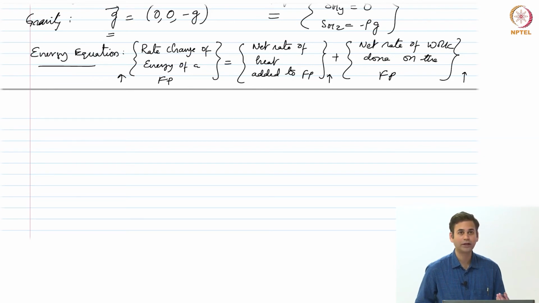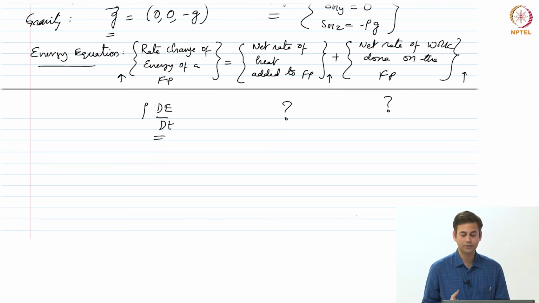Now, of course, we have already derived the left hand side term, which is the rate of change of energy of a fluid particle, that is nothing but rho times dE dt, right. Now, we have to look at these two terms, the net rate of heat added and the net rate of work done on the fluid particle. So, the rate of work done can be calculated again from the surface forces that are acting on the fluid particles, and the net rate of heat added can be calculated from the temperature field, the gradients in temperature that we have in the fluid domain. Okay. So, we are going to take up these two in the next class. Okay.